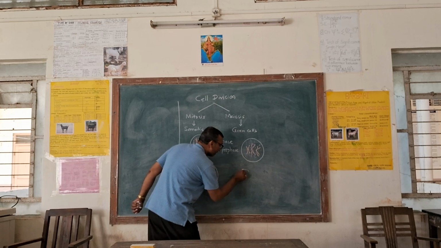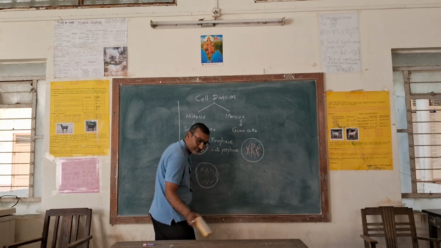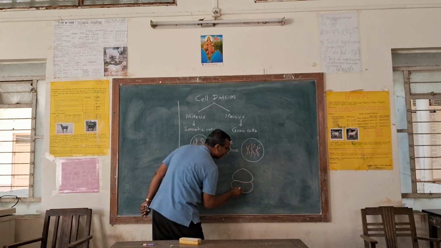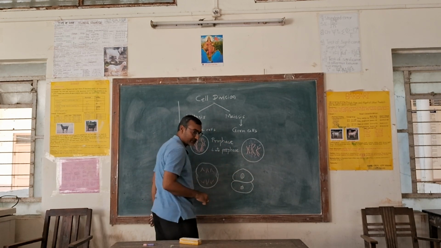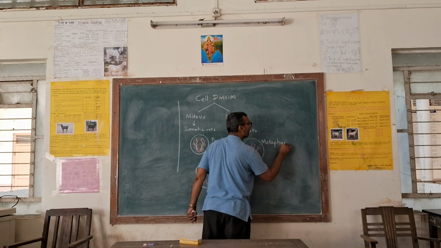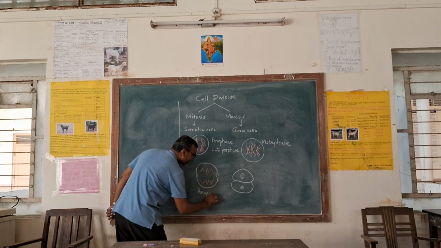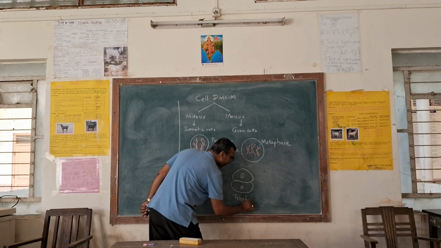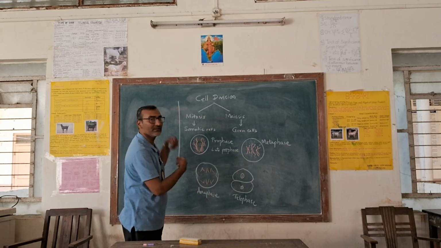And the last one is the telophase, where the two cells are formed. The entire genetic material is transferred. This one is the metaphase, and this one is the anaphase, and this one is the telophase. So one cell divided into two cells. So this is mitosis.